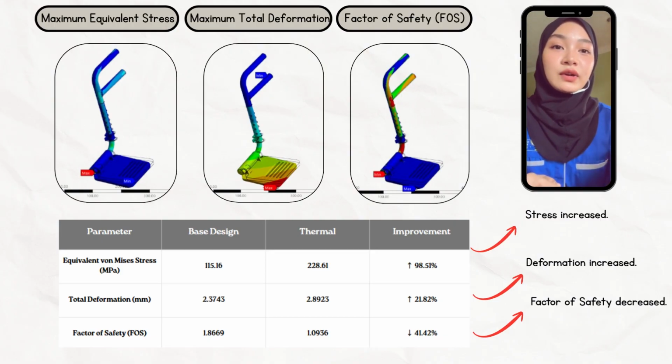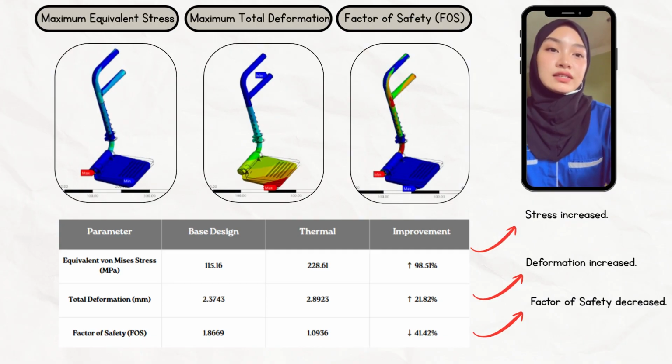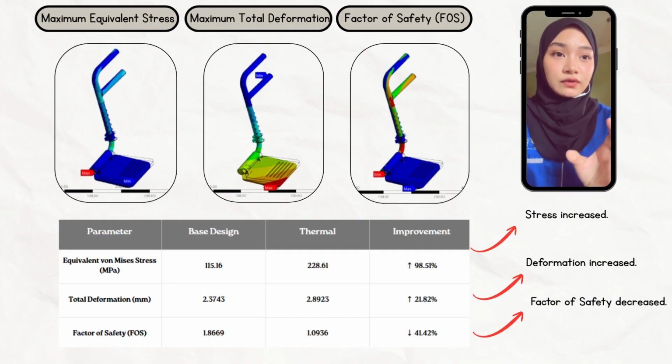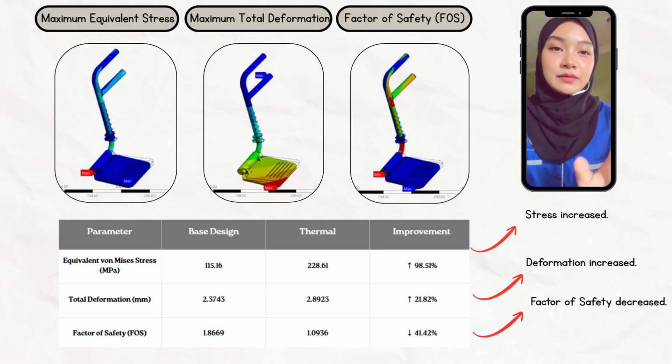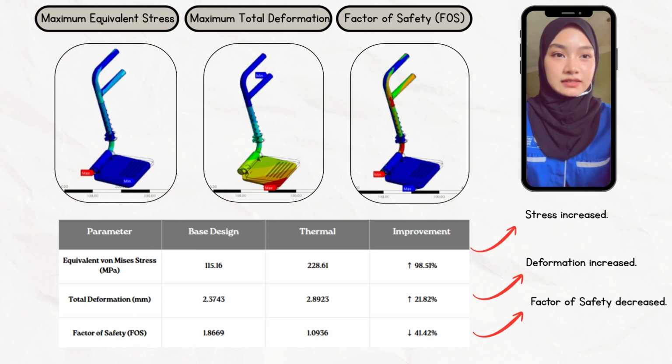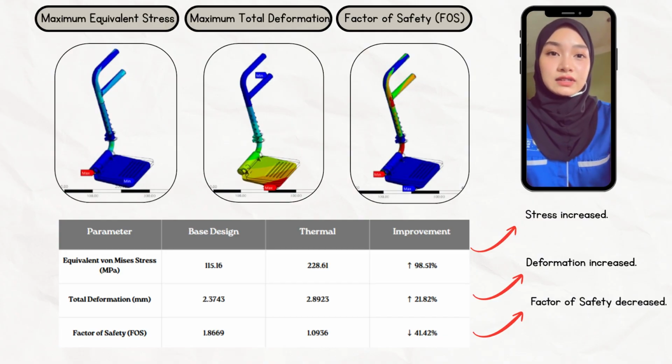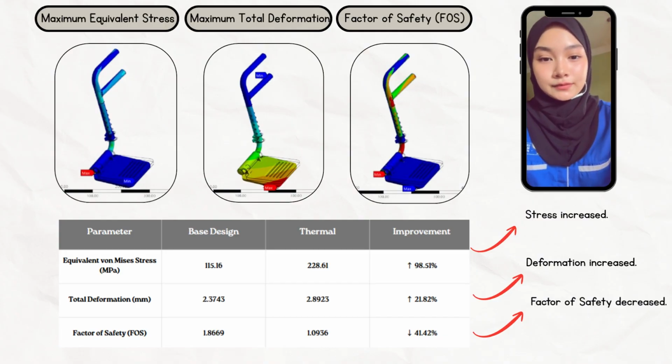1.8669 to 1.0936, which is a reduction of 41.42%. This means the structure becomes much closer to its failure limit. Overall, the thermal load reduced the structural safety even though the geometry of the design remained the same.